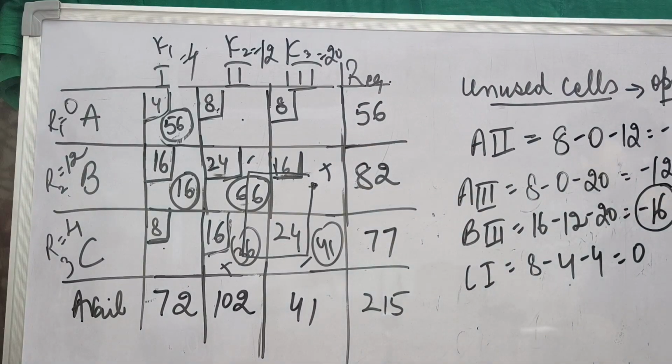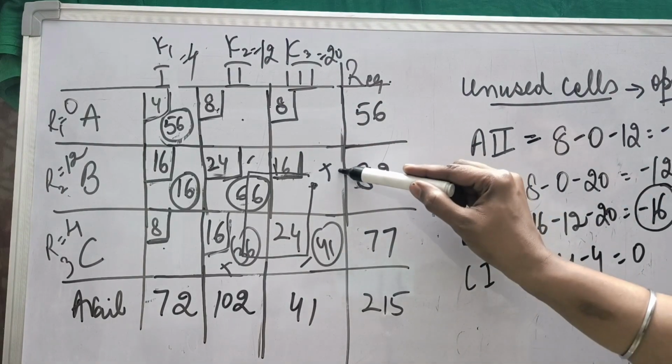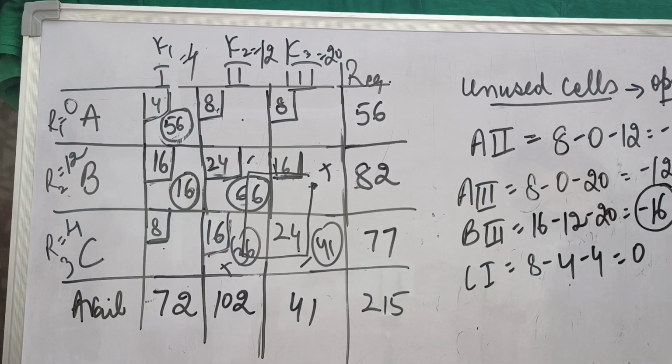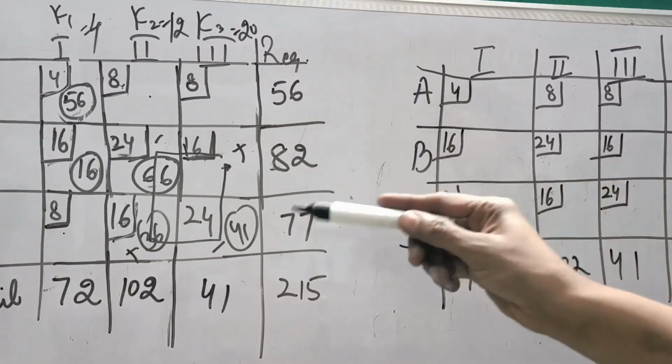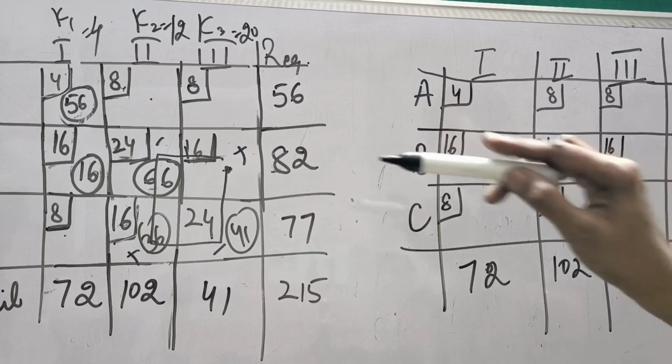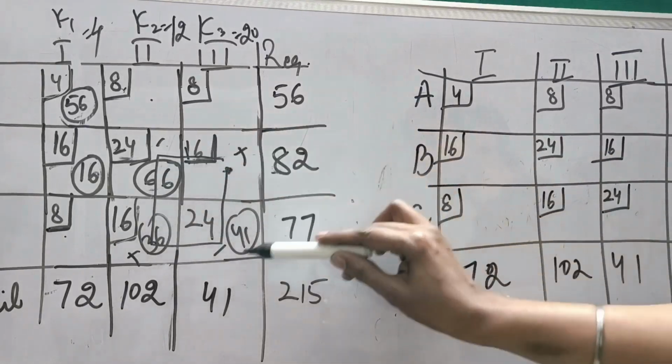Look at the rims. Select the minimum, add here, minus here, add here, minus here, and make a new table. Now let's make a refreshed table from this old table. Now just observe these two tables. I have written all the transportation costs because they will not change. Change will come in the rims of these four cells.